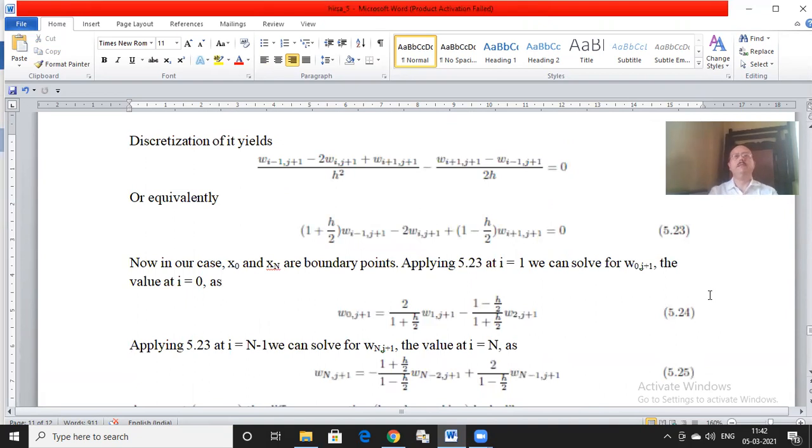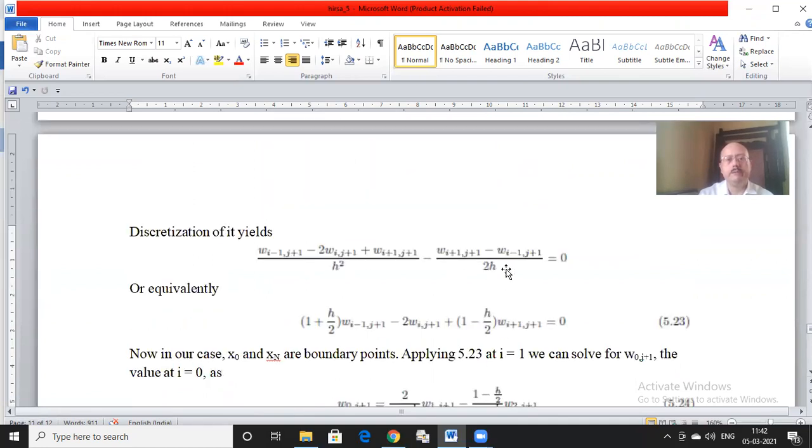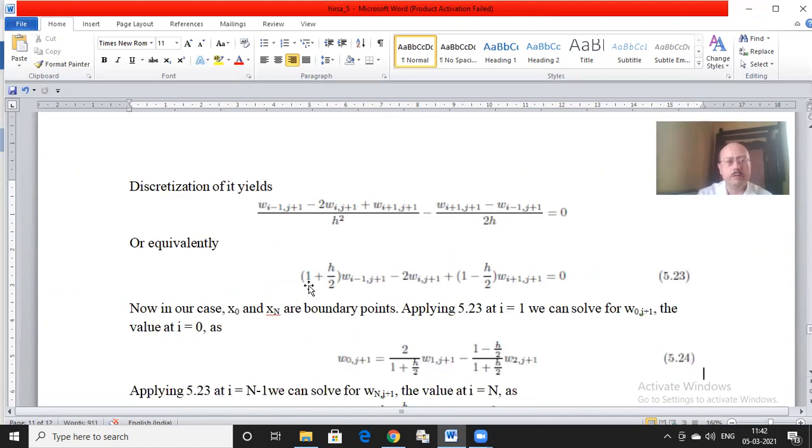Okay, so we'll discretize, same strategy. We discretize. This is the second derivative and this is the first derivative. So this difference should be equal to 0, or equivalently, we use the half step argument. We have used the half step arguments earlier. We can write it as this equation, this equal to 0.